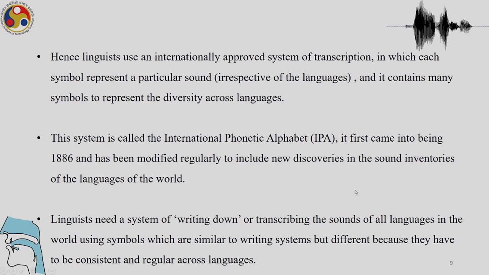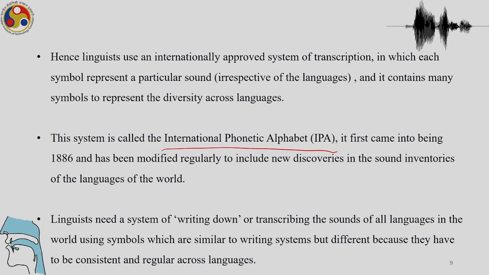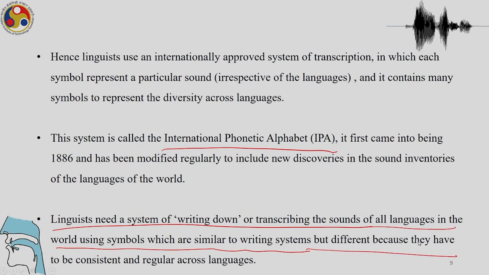So now you understand that linguists have a way of representing the variety of sounds in the world's languages, which we may not encounter in the most commonly spoken languages. And the sounds in those languages which are distinctive have to be represented, and we have to understand what is their manner of articulation and what systems, what processes are involved in the production of those sounds. So linguists need a system of writing down or transcribing the sounds of all languages in the world using symbols which are similar to writing systems but different, because they have to be consistent and regular across languages. So they're both similar and different, and you will see that in a second.